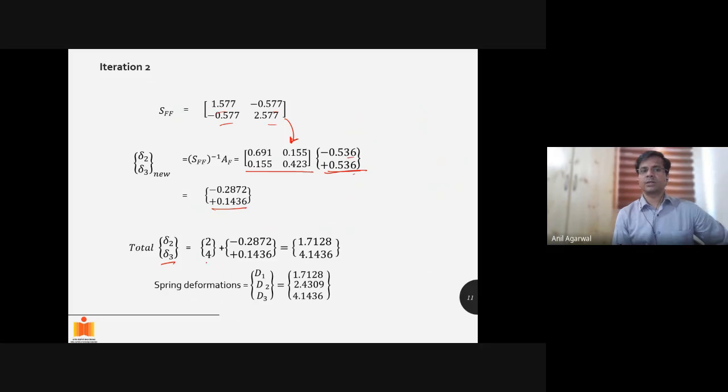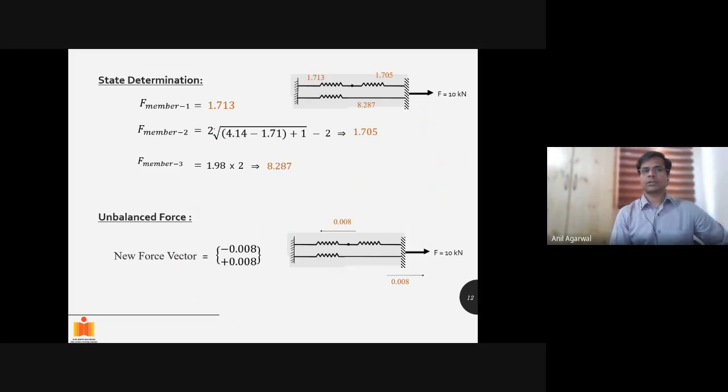So the total deflection will be the original deflection that we had calculated in the first iteration plus the new deflection. So total deflection is this much. Okay. Now these are the deformations. This was the first step for the second iteration, and this will be the starting of the third step, state determination. For the state determination, first we calculate the spring deformations from the displacements, then we calculate the spring forces, and we again calculate the unbalanced forces, which turn out to be 0.008.